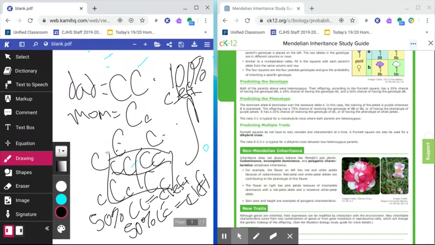Now, if big C, let's pretend big C was black and little c was white. If this was codominant, we'd have a black and a white for 50% of the organisms, because that's 50% of the boxes. If it was incomplete, we'd have 50% as gray, a somewhat mixture of the two of them. And so you can still use them for incomplete and codominance. Punnett squares are still very helpful tools.